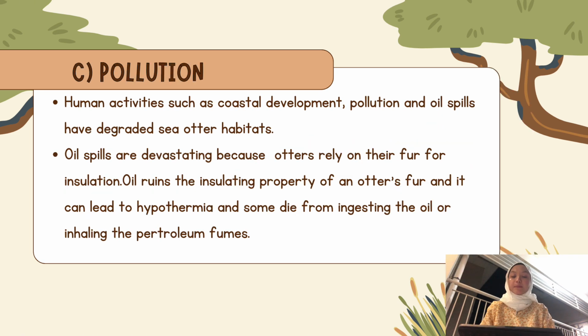So lastly is pollution. Human activities such as coastal development, pollution and oil spills have degraded the sea otter habitats also. Oil spills are devastating because otters really rely on their fur for insulating. But oil ruins the insulating property of an otter's fur, and it can lead to hypothermia, and some die from ingesting the oil or inhaling the petroleum fumes.